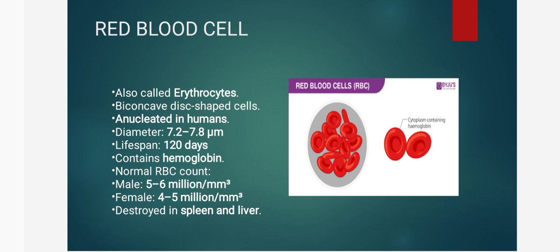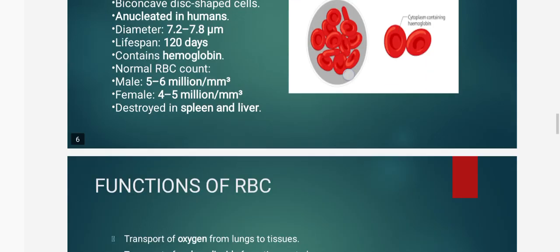Red blood cells are biconcave disc shaped and anucleated in humans, meaning they do not have a nucleus. They contain a red pigment called hemoglobin. The normal red blood cell count is about 5 to 6 million per cubic millimeter in males and about 4 to 5 million per cubic millimeter in females. The average lifespan of an RBC is 120 days. Old and damaged red blood cells are destroyed mainly in the spleen and liver. The biconcave shape helps RBCs to increase surface area and facilitate efficient gas exchange.